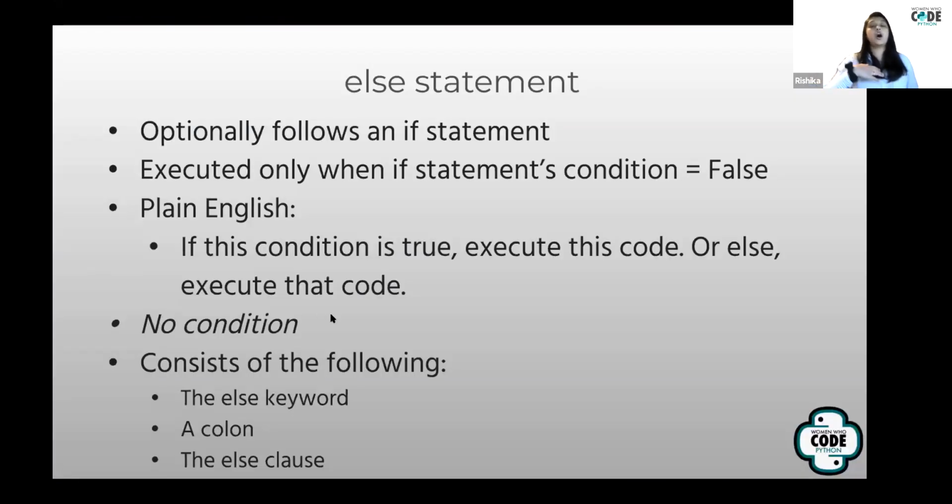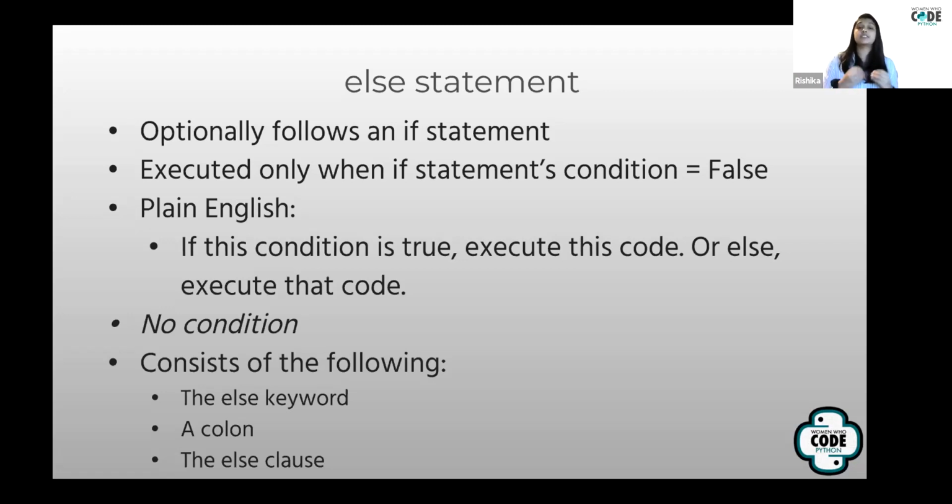From there, we can build onto an if statement with an else statement. It optionally follows an if statement, and it is executed only when the if statement's condition is false. If the condition for the if statement evaluates to true, then you execute the clause in that if statement. If it evaluates to false, then we execute whatever is in the else statement. To put it into plain English: if this condition is true, execute this code, or else execute that code. Hopefully that helps break it down a little bit.